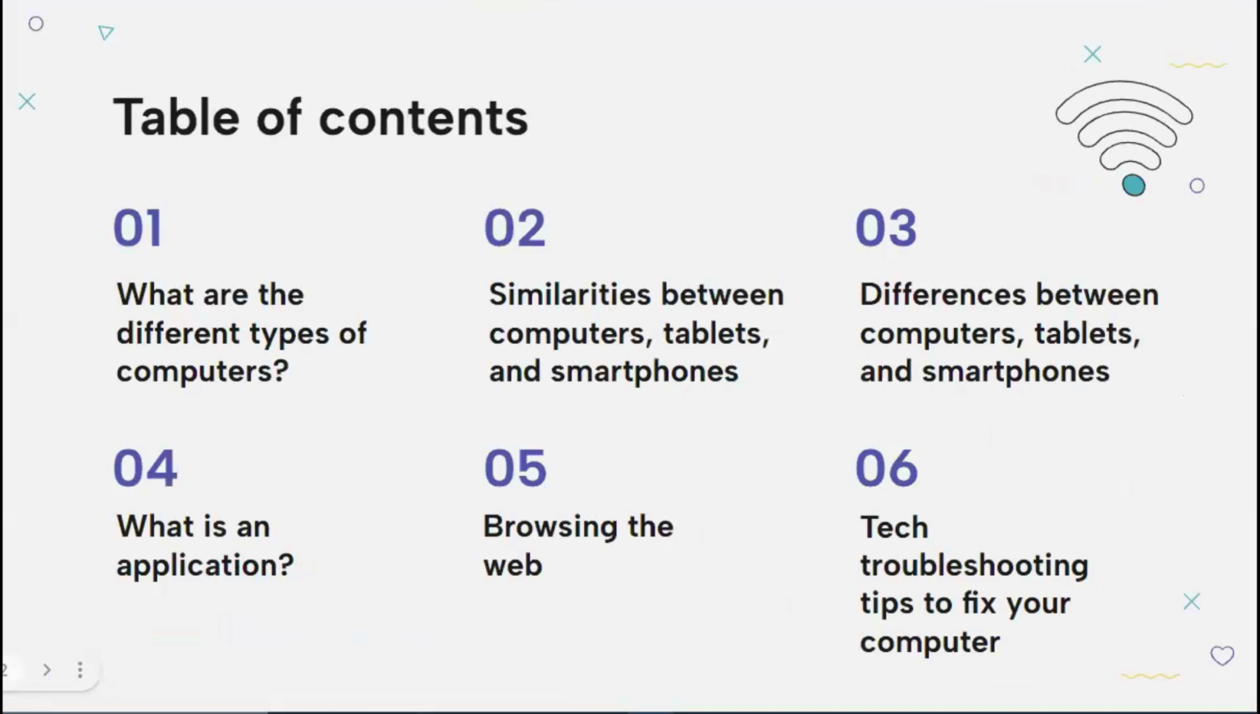The table of contents that are going to be covered in this presentation are as follows. What are the different types of computers? Similarities between computers, tablets, and smartphones. Differences between computers, tablets, and smartphones. What is an application, as well as browsing the web, and tech troubleshooting tips to fix your computer.